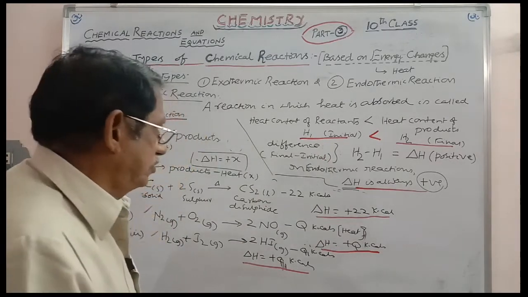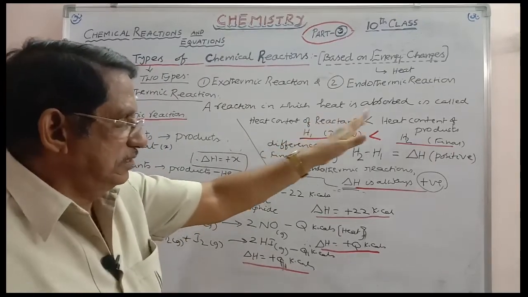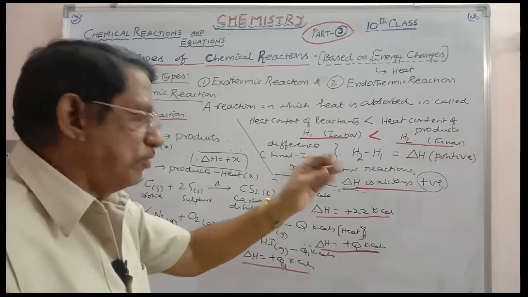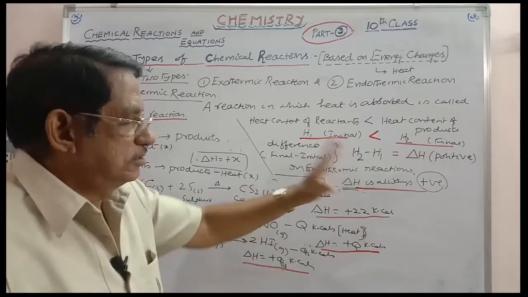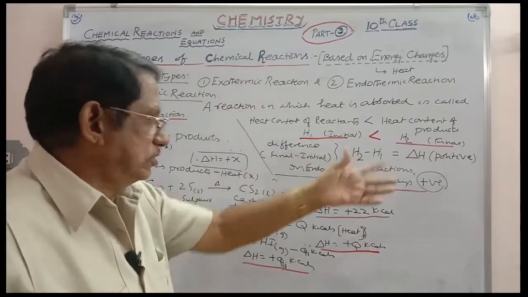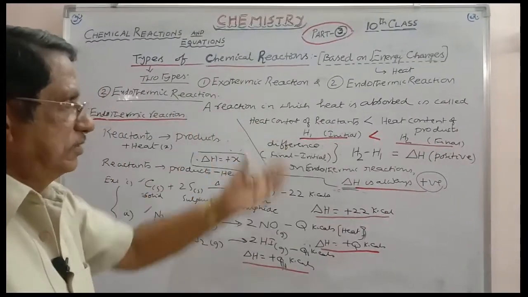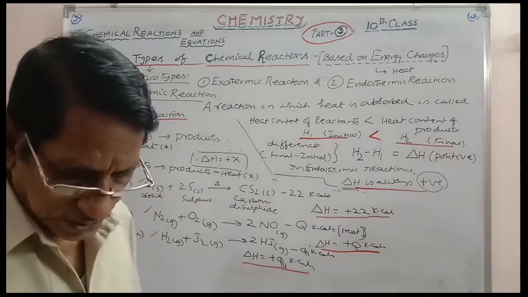In endothermic reactions, heat content of the reactants is less than heat content of products, and that is why heat is absorbed. When heat is absorbed, delta H is positive. For endothermic, delta H is positive. For exothermic, delta H is negative. These are some examples for these endothermic reactions. Okay, please note it.